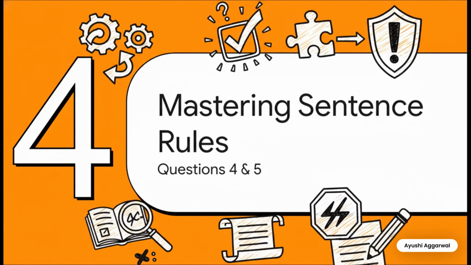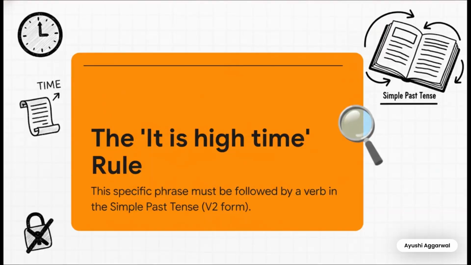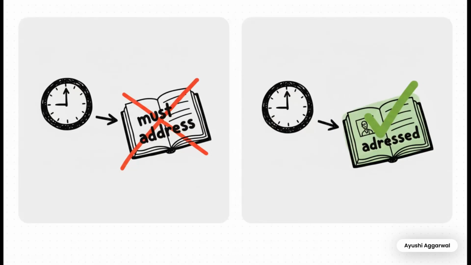We're now on our final 2 questions, which test some very specific but very important rules of sentence construction. These are the kinds of rules that examiners love to test. Let's check out question 4. It starts with the phrase, it is high time. Now this is a special expression in English, and it has one non-negotiable rule. Whatever action comes after this phrase must always be in the simple past tense. No exceptions. And this slide makes that rule crystal clear.